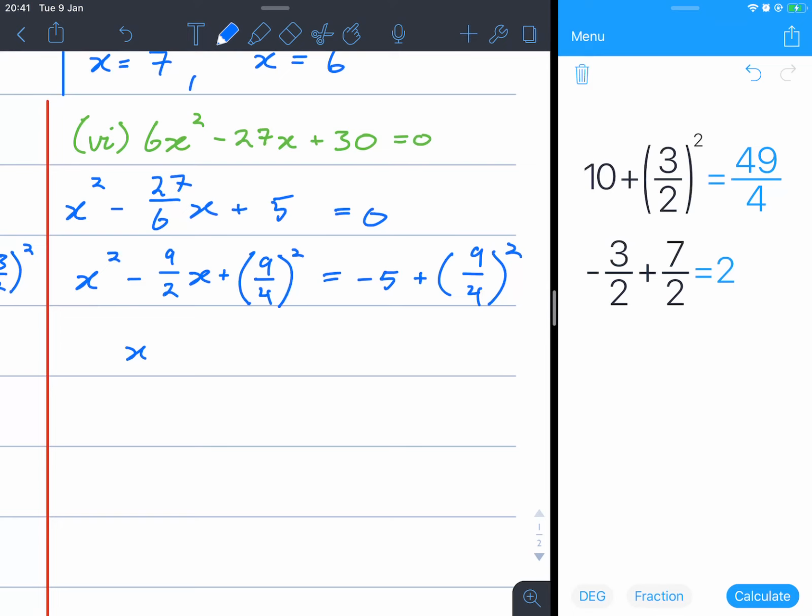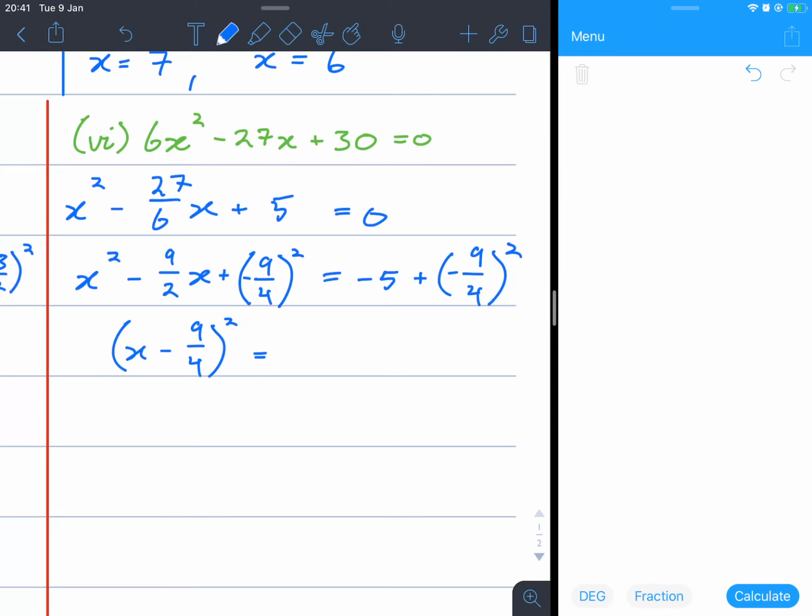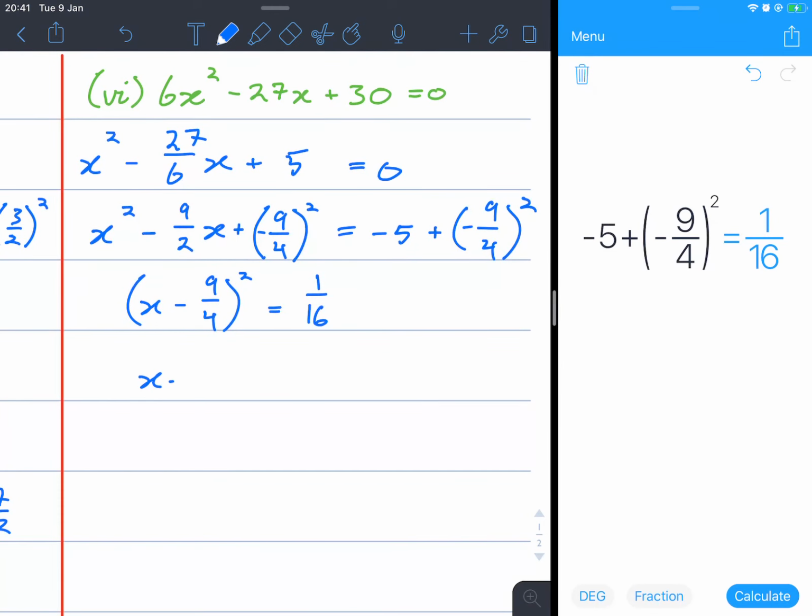Inside this bracket is always going to be half of this coefficient, half of negative 9 on 2, so it's going to be negative 9 on 4 all squared equals negative 5 plus negative 9 on 4 all squared, 1/16. Taking the square root of both sides, this gives us 1 on 4.